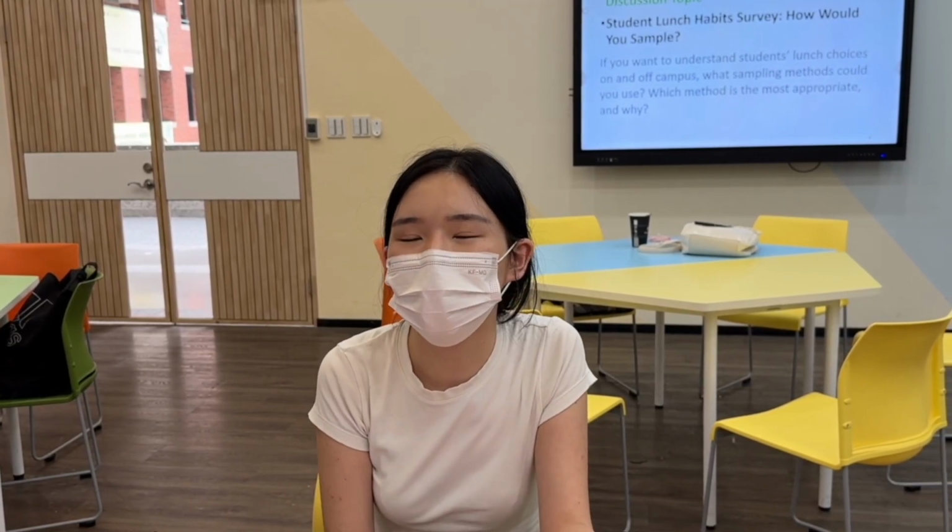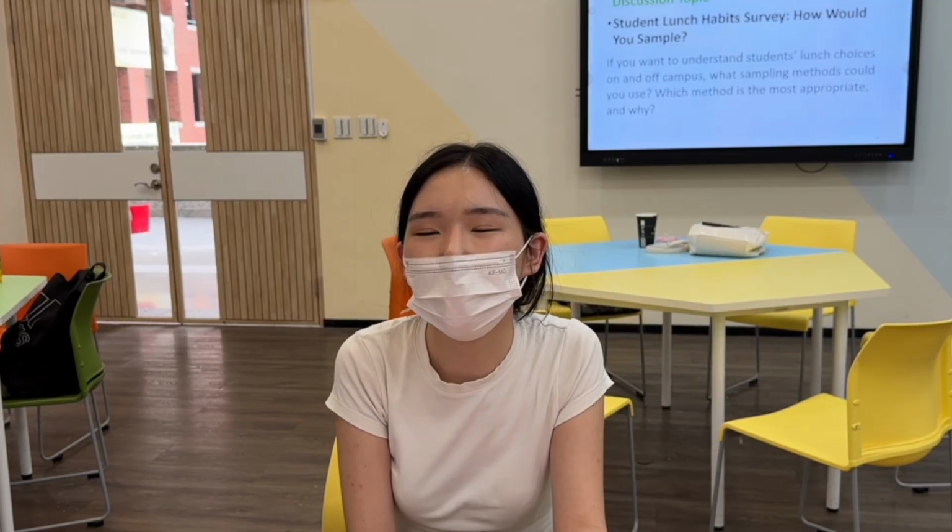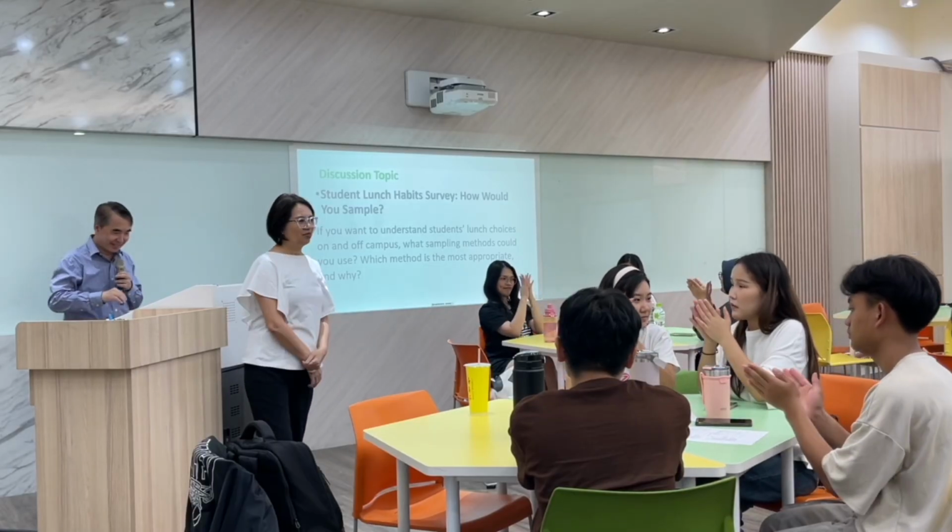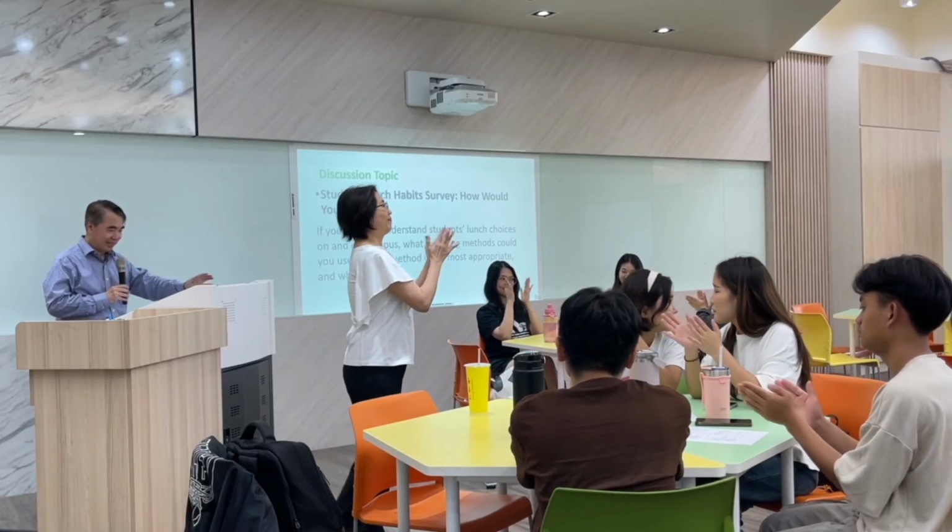I think I would use stratified sampling. At first, divide the students into groups based on their year level or department, like first-year students or second-year students, and so on, because their lunch choices might be different. For example, senior students may have more off-campus classes and might eat outside more often. Yes, nice job.